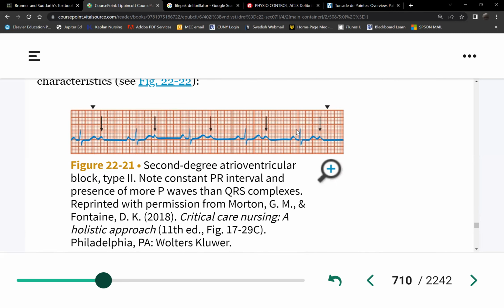So if you count the heart rate, the atrial rate is how many? This is a 6-second strip. 1, 2, 3, 4, 5, 6, 7, 8, 9, 10. Let's say this is not really a true 6-second strip, but let's just say 6-second strip. So it's around 90s. Look at the ventricular rate. 1, 2, 3, 4, 5. Slower. Why? Because the AV node is only capable of 40 to 60. Clear? Any questions on heart blocks?